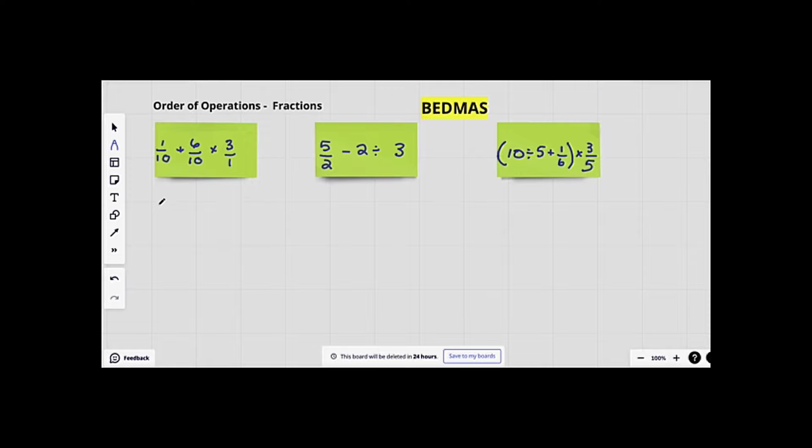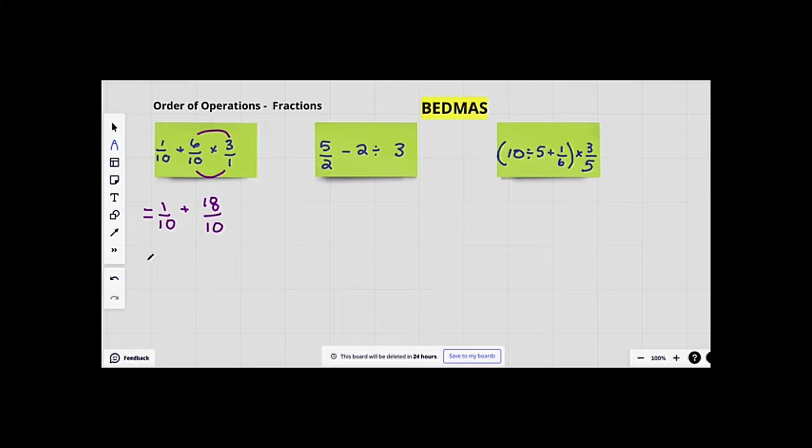Do we see any division or multiplication? We do have a multiplication: 6/10 times 3/1. We're going to do the multiplication first before we get to the addition. So we bring down our 1/10 because we're not doing anything with it, but we always bring our numbers along for the ride. Plus, now we multiply the top by the top and the bottom by the bottom, 6 times 3, which becomes 18/10.